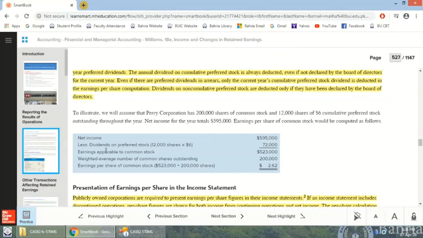So for this you again have to subtract the dividends on preferred stock. Whatever earnings are left are for common stock. Now you can divide by the shares, and you have the earnings per share for common stock. Usually when earnings per share are required, you need to consider only the earnings for common shares after taking out the effect of dividends on preferred stock.